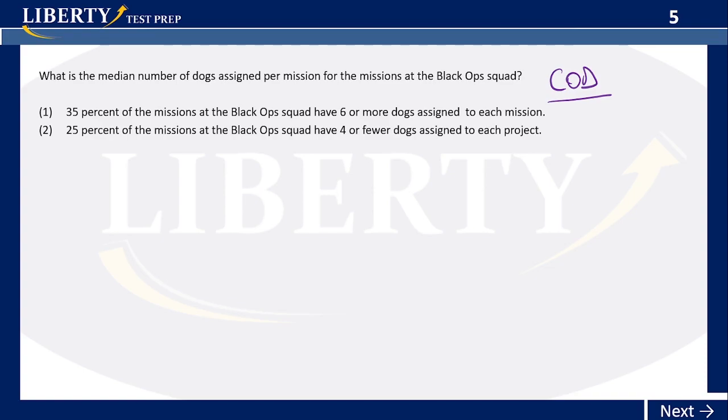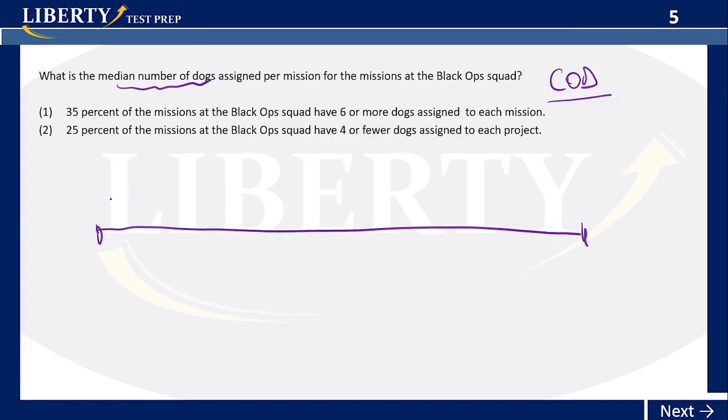Now, number 1, 35% of the missions at the Black Ops squad have 6 or more dogs assigned to each mission. So the question is asking you, we don't know how many missions there are. It could be 10, 100, 1,000, okay? But then they're asking you for the median number of dogs.